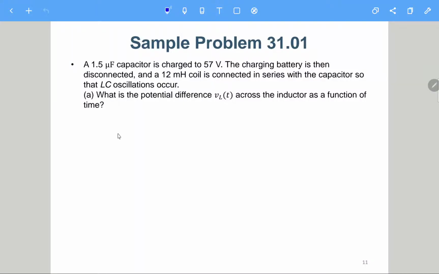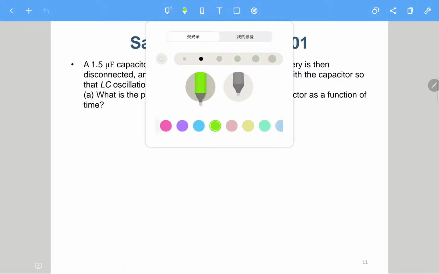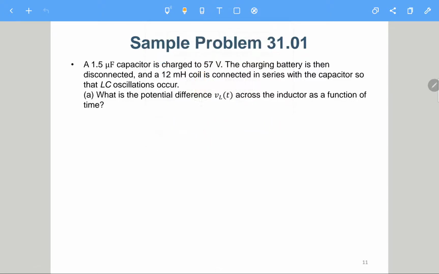Okay, so here we look at a sample problem. A 1.5 microfarad capacitor is charged to 57 volt. The charging battery is then disconnected and a 12 millihenry coil is connected in series with the capacitor so that LC oscillation occurs. So what is the potential difference VL across the inductor as a function of time?